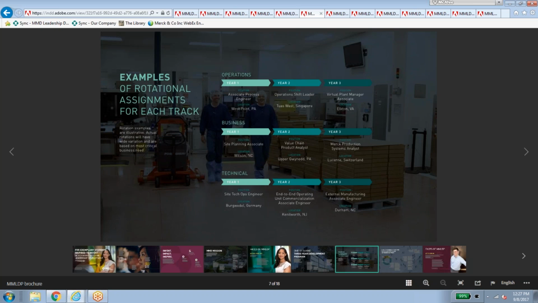So in year 2, for example, we have operations track people actually act as shift leaders. They could end up being a supervisor for the second shift, for example, on a certain line, and they would have a number of contract employees reporting to them. They will run a shift for a certain operation for the duration of their rotation, and that gives them some really great exposure to management experience.